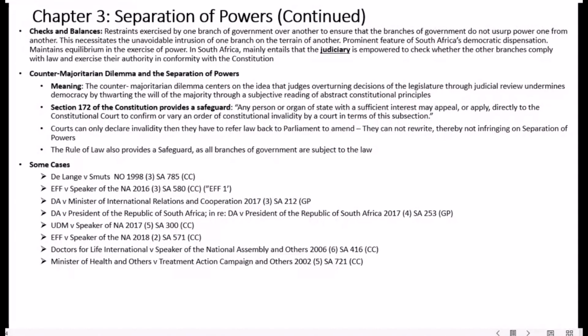And then these cases, colleagues, I also mentioned them at the beginning of the tutorial. These are some of the cases you can refer to when you are talking about the separation of powers. So just make sure that you are studying the relevant concepts pertaining to the separation of powers in these cases, so that you are able to apply them to your answer in the exam.